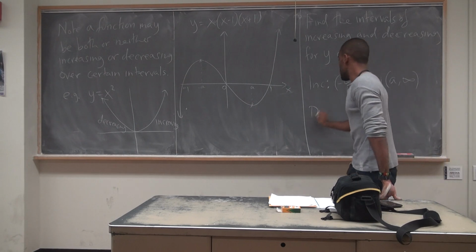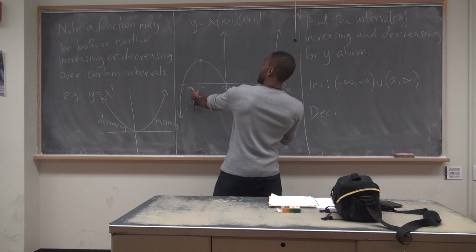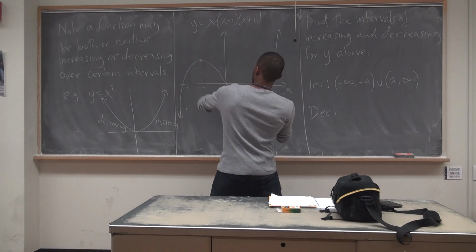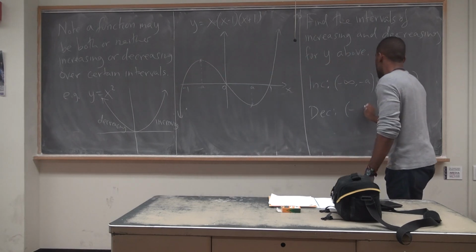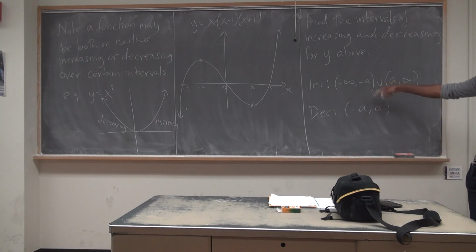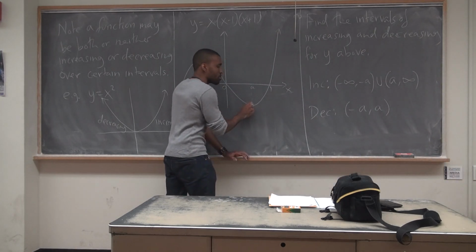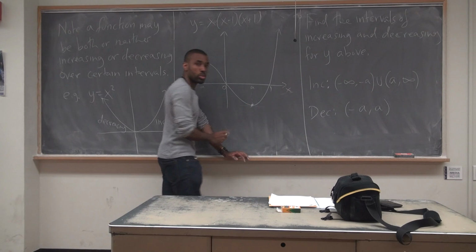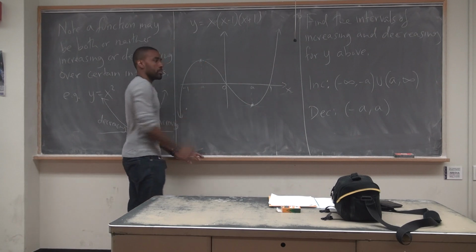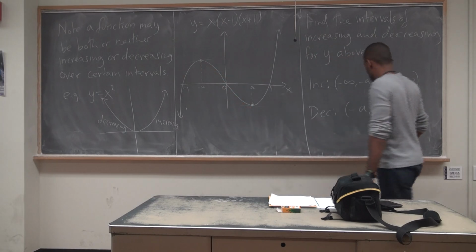Right? Where is it decreasing? From negative a to a. Between these two numbers here, I'm going down as I move from left to right. From negative a to a. Right? Notice that I sort of didn't include a in either one, because if I'm at a, technically I'm not moving up or down. I'm sort of leveled, I'm sort of flat. Right? Now what do you notice about these two points here?